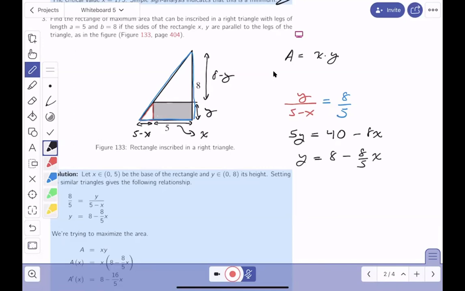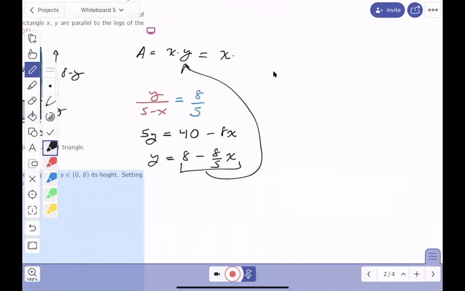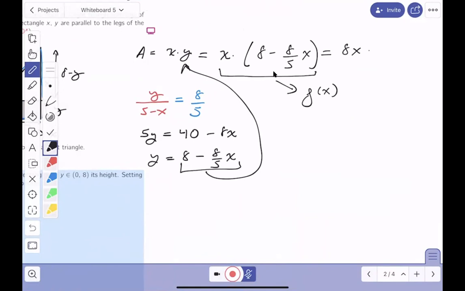And what I'm going to do now is take this and substitute it up here. So what's it going to be equal to? x times the y. And what's the y? 8 minus 8/5 of an x. This here is a function of x. Let me write this down. So it's going to be 8x minus 8/5 x squared.